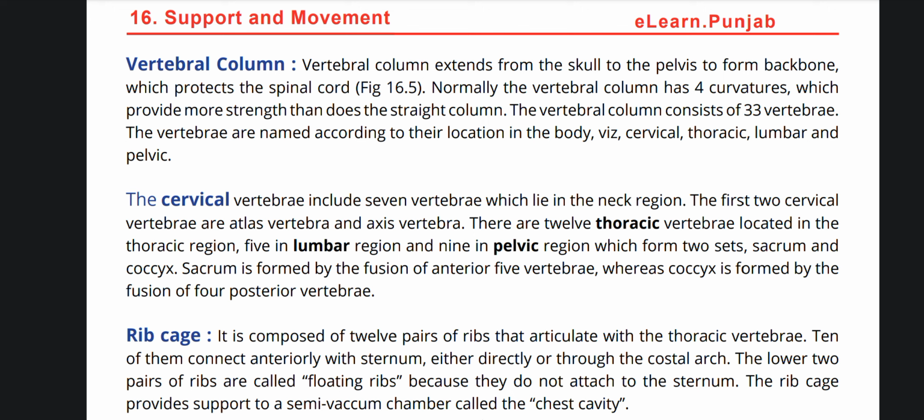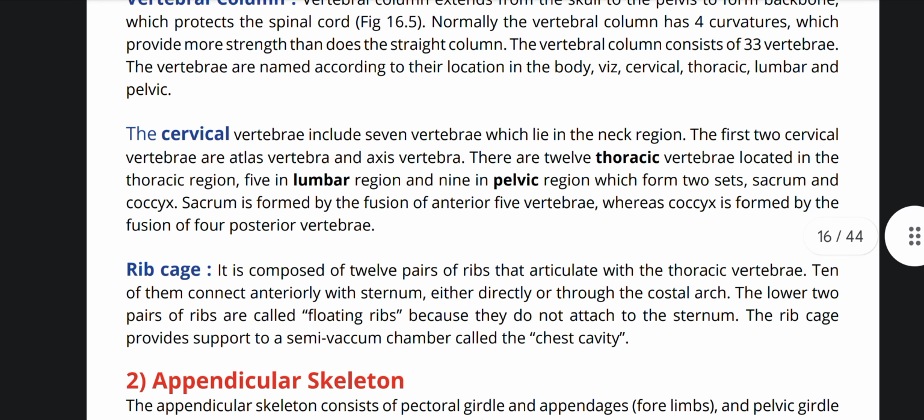The vertebrae are named according to their location in the body, viz. cervical, thoracic, lumbar, and pelvic. The cervical vertebrae include seven vertebrae which lie in the neck region. The first two cervical vertebrae are the atlas vertebra and the axis vertebra.